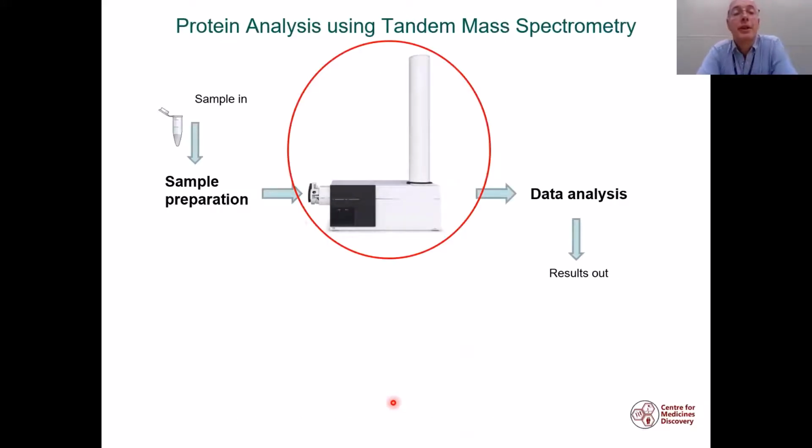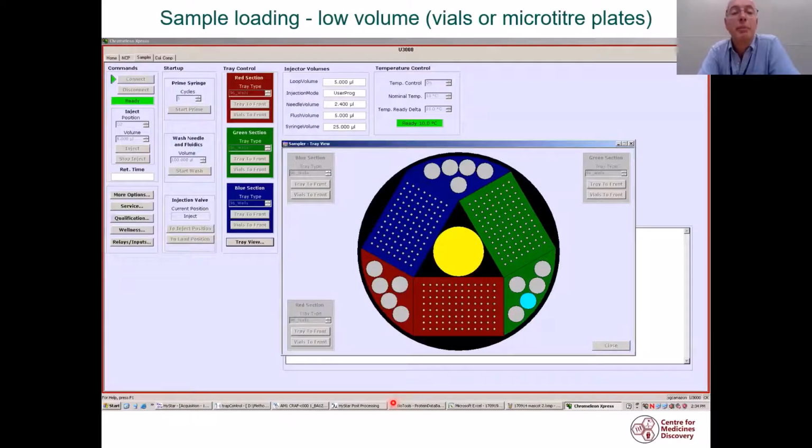So that's sample preparation. Let's have a look at what's actually going on inside the mass spec. So we need to load our sample. This is the autosampler viewer. We can load our samples either in vials or in microtiter plates. In this example, we have 96 well microtiter plates. So we have the ability to load a very large number of samples and do automated analysis.